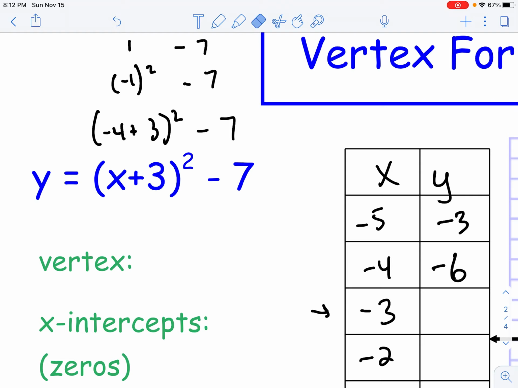And then we plug negative 3 in. This becomes 0. 0 squared is 0. 0 minus 7 is negative 7. All right, let's plug negative 2 in.